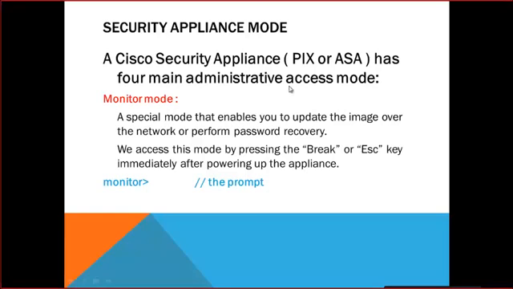Now before we get into the CLI commands and security steps, let's learn something about the different modes that we have in ASA. ASA has four main administrative modes. What are they? One is called the monitor mode. The monitor mode prompt will look like this. To get this monitor mode, as soon as you turn on the ASA, press the break key until you see this, or press the escape key until you see this.